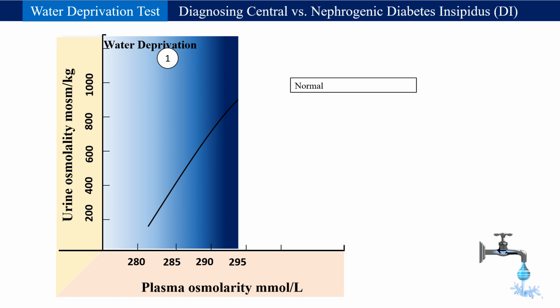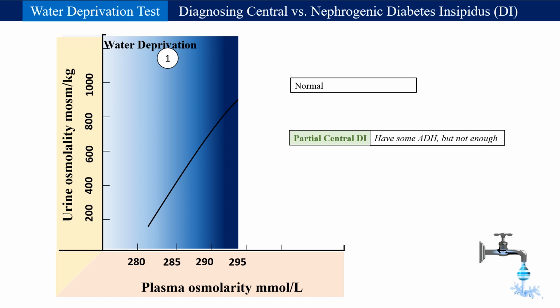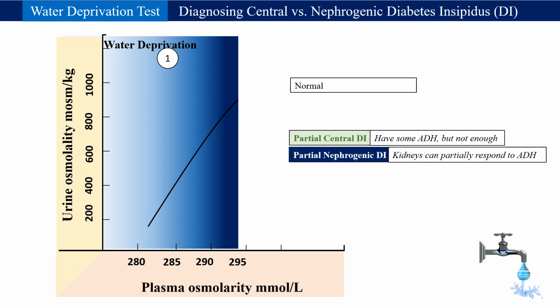In patients with partial central diabetes insipidus, meaning patients can still make some ADH but not enough for the body's need, or partial nephrogenic diabetes insipidus, meaning kidneys can partially respond to ADH, the urine can be partially but not maximally concentrated as seen in normal individuals.